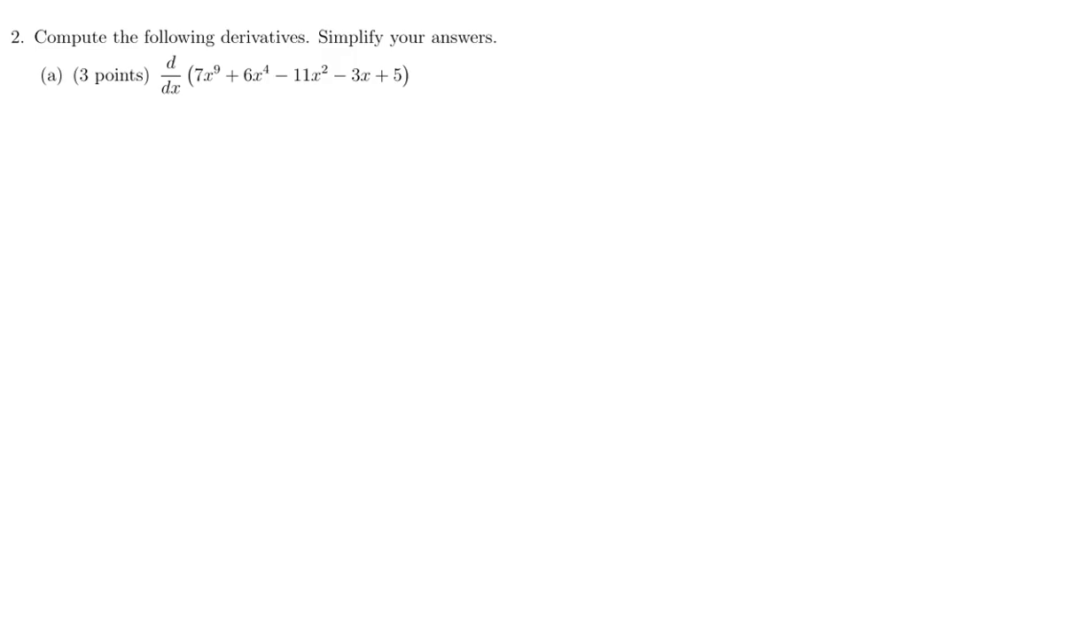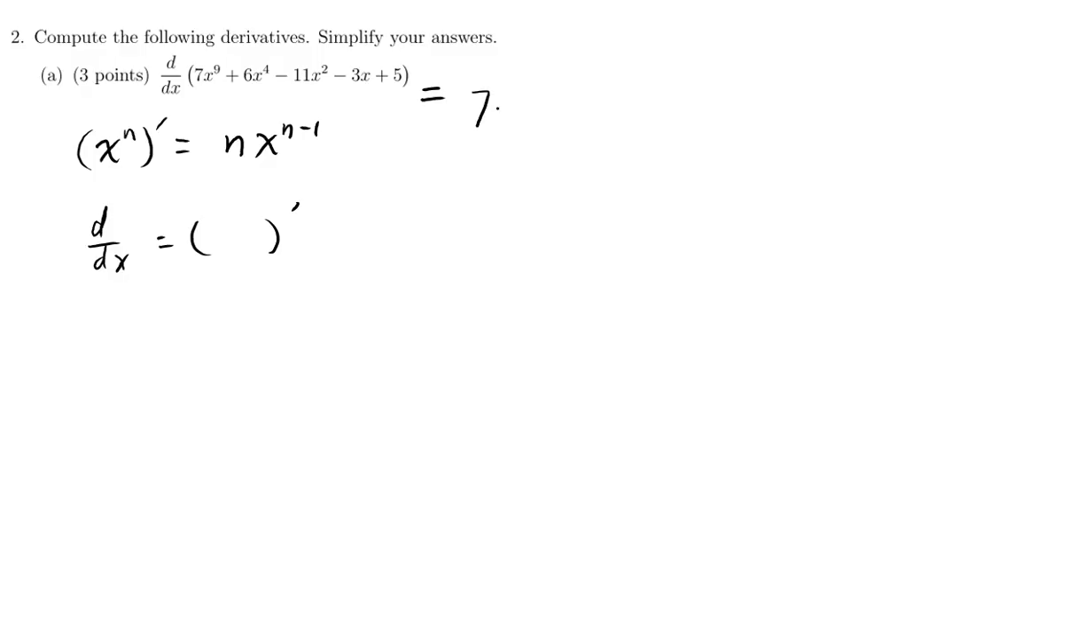Compute the following derivatives. Now let's remember the formula for derivatives, which we call the power rule. Power rule says when you differentiate, this n comes down and you have to subtract 1 off the exponent. And this d dx simply means differentiate. It's just another symbol for derivatives. So this question just asks you to differentiate using this power rule.